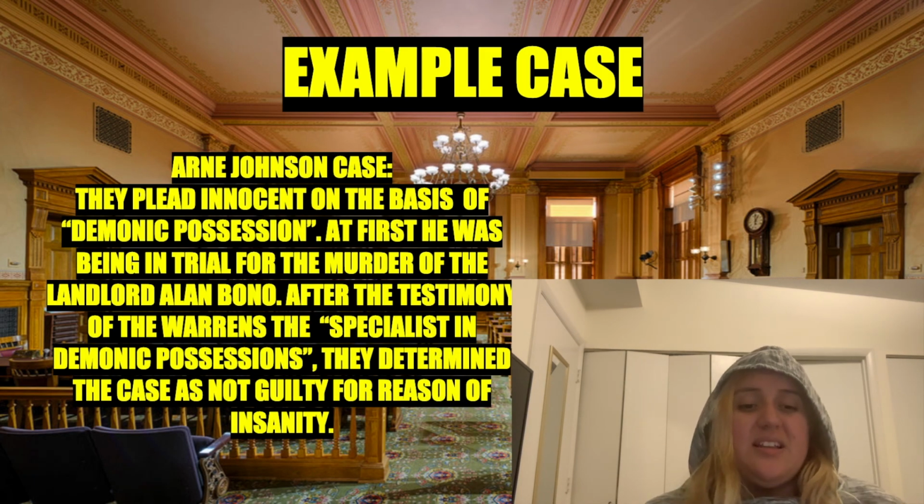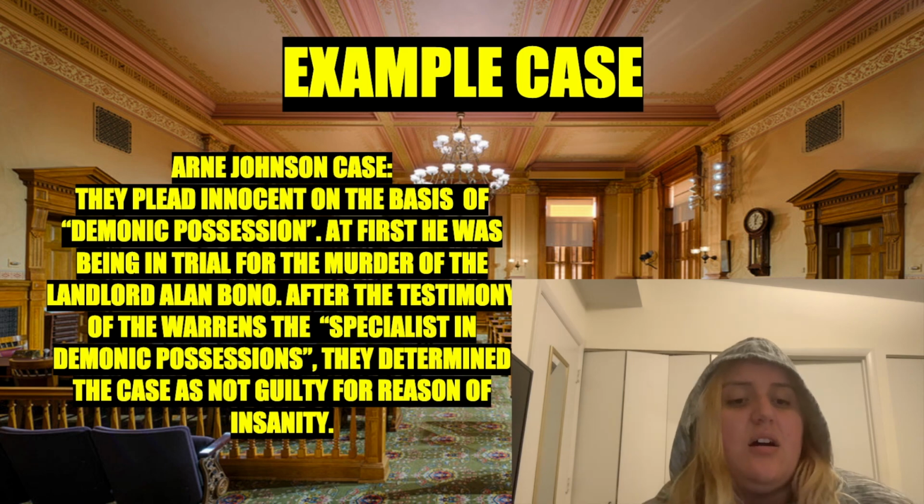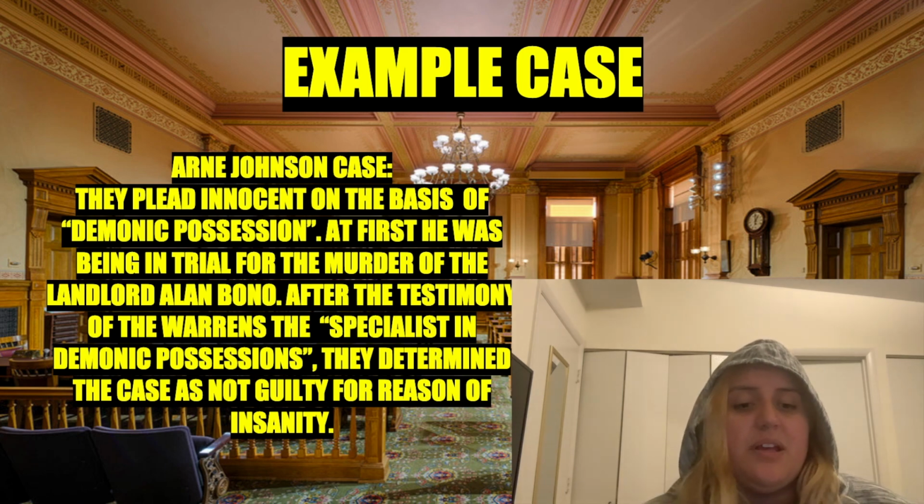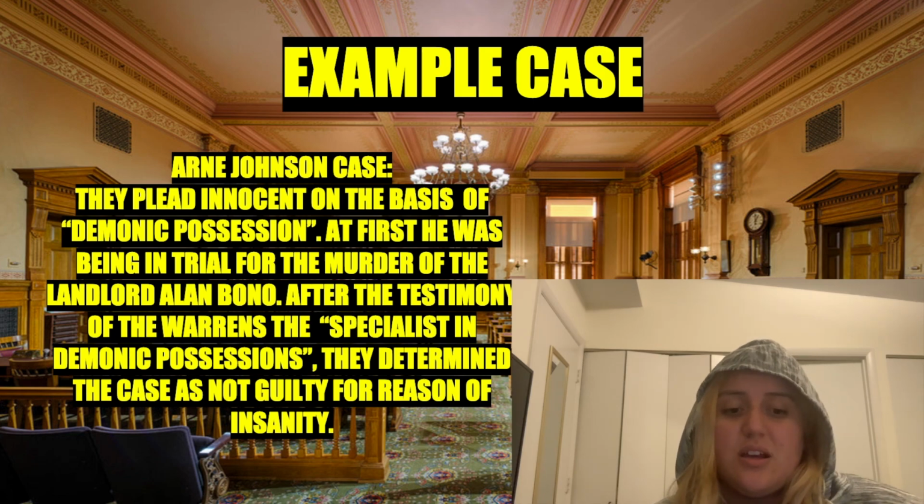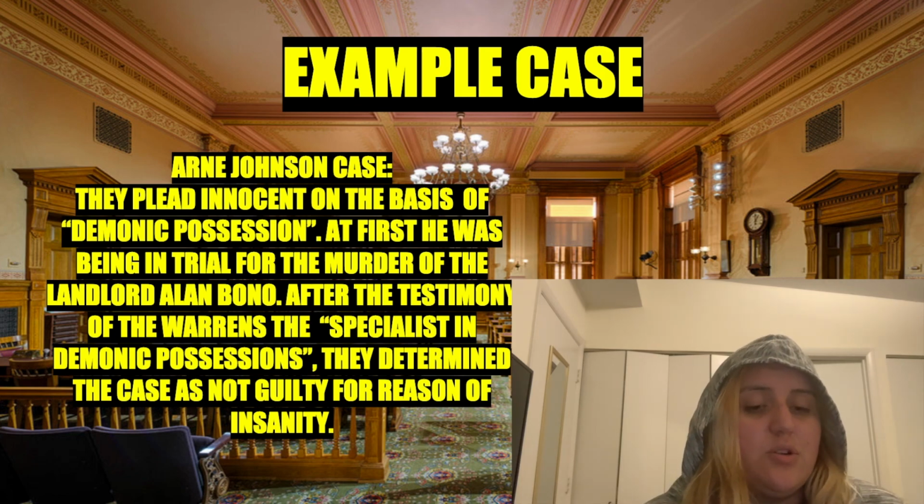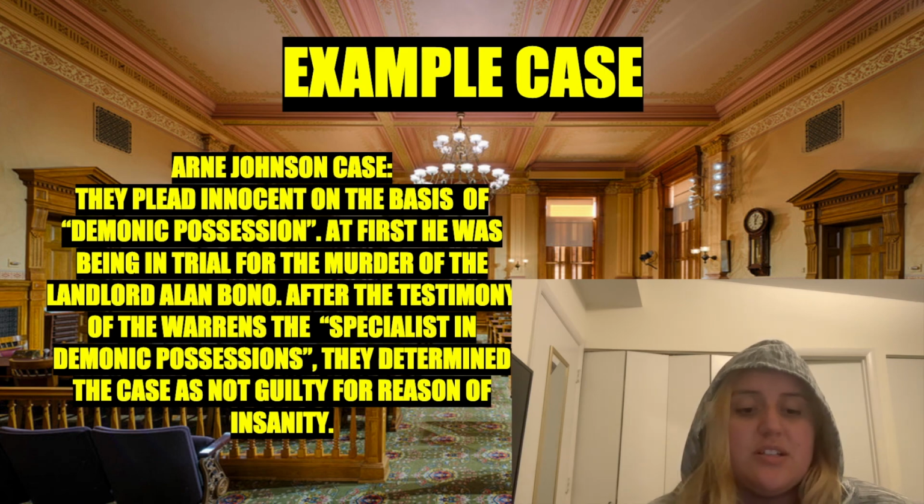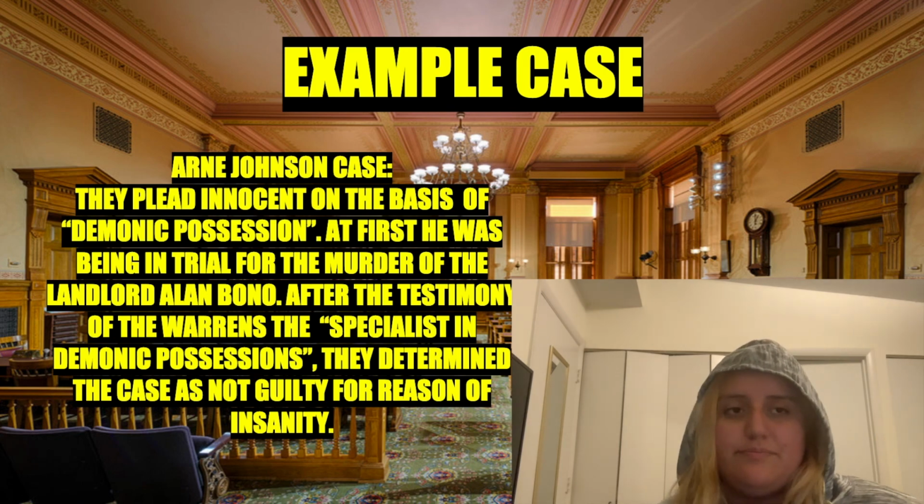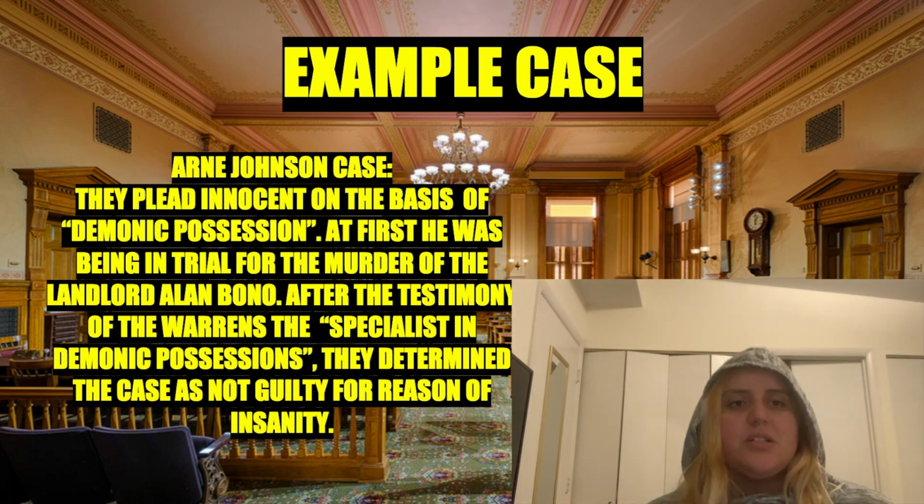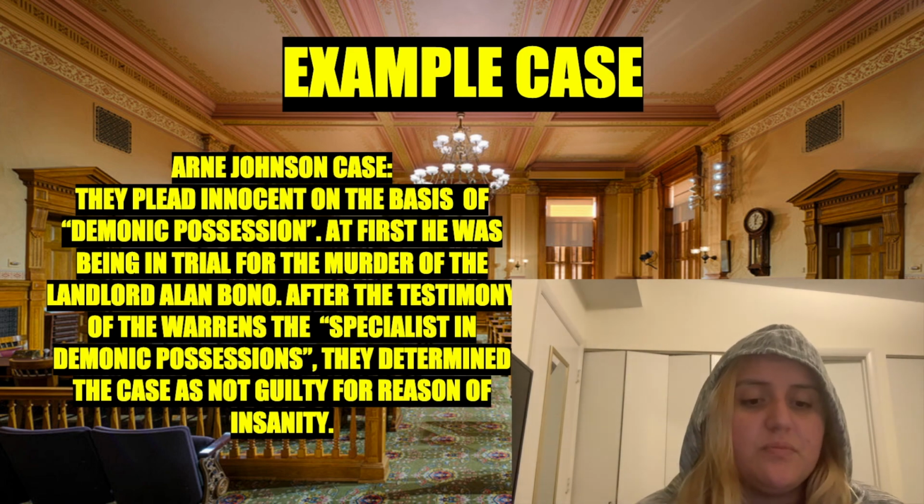There's also an example case. This is the Arne Johnson case, where they pleaded innocent on the basis of demonic possession. At first, he was being tried for the murder of the landlord Alan Bono. After the testimony of the Warrens, the specialists in demonic possessions, they determined the case as not guilty by reason of insanity. This case was very interesting because it involved the Warrens. The Warrens are barely known nowadays because of the Conjuring movies.